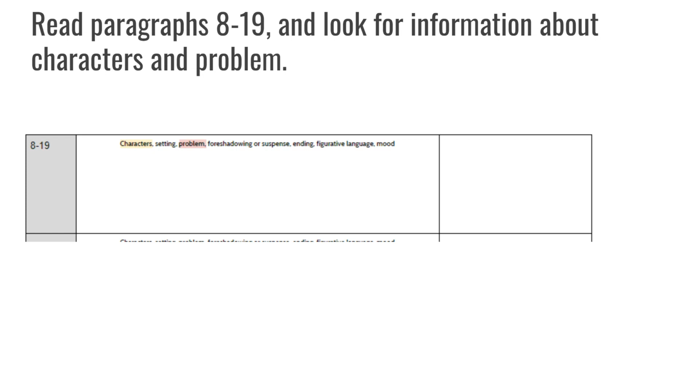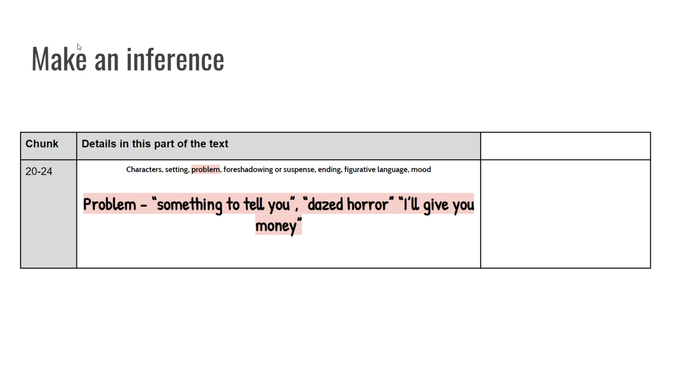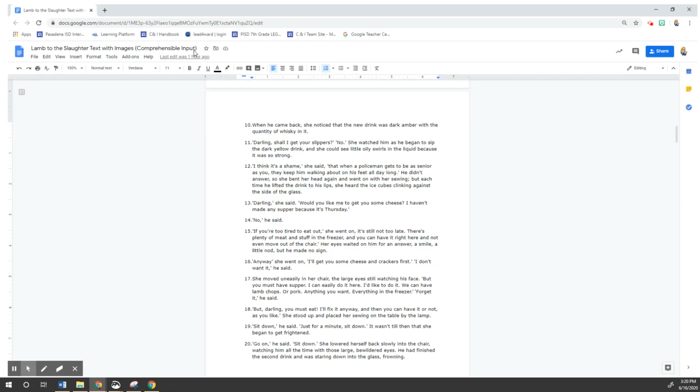So in 8 to 19, we start to see that a problem she is having is that she's trying to do all this stuff for him and he wants nothing to do with her. He keeps rejecting her, he keeps pushing back. And so she's trying to make him dinner and he says no. He's acting unusual. And so now she's getting a little bit scared. So we're going to read and we're going to see what happens in 20 to 24.